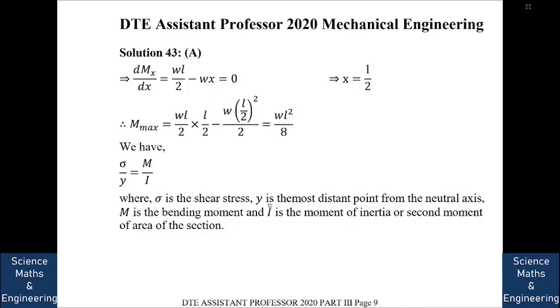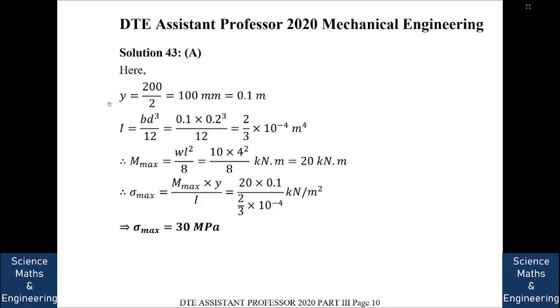That means y would be equal to radius, and then m is the bending moment and I is the moment of inertia or the second moment of area of the section. So y we already know it is r, that is d by 2, so it becomes 0.1 meter.